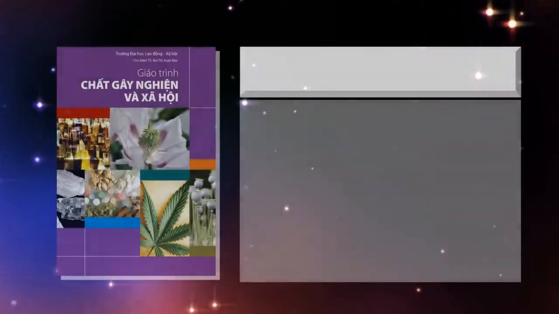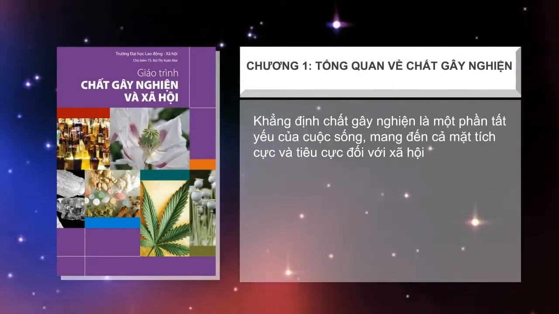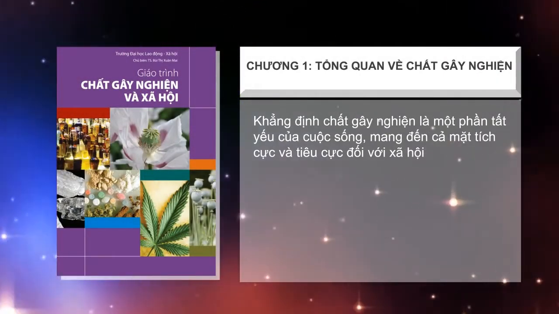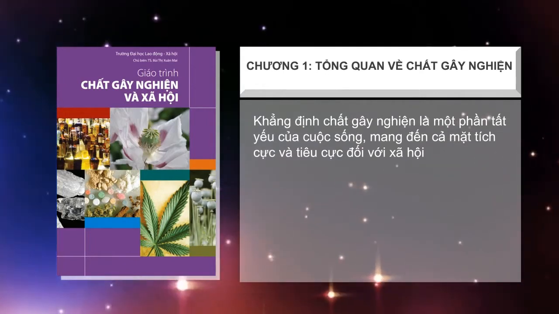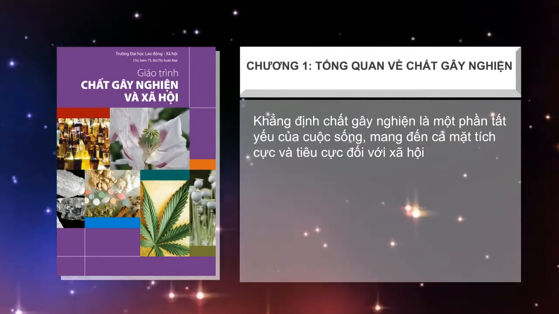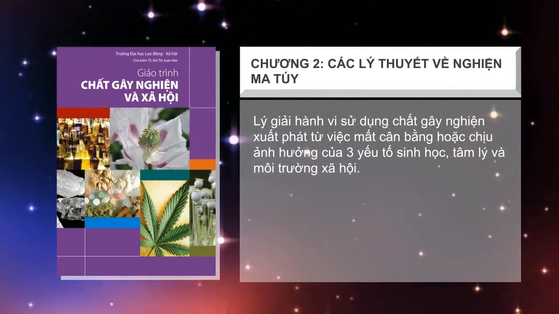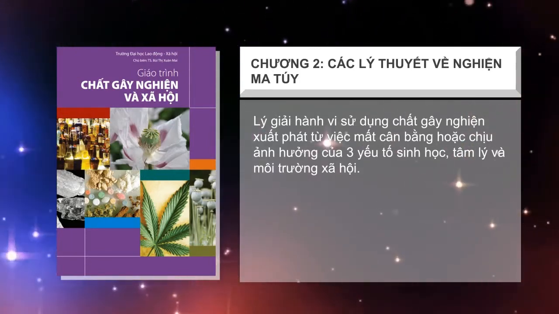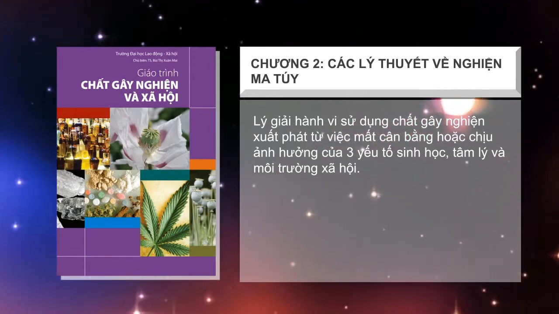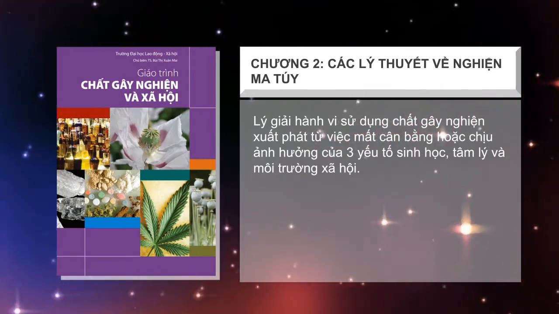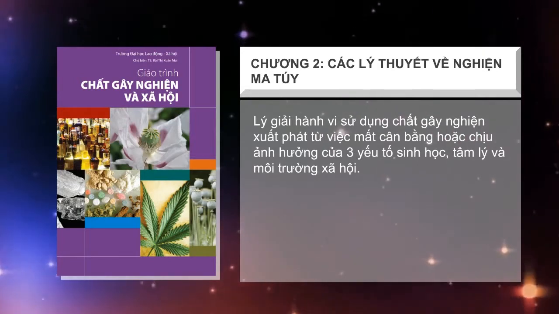Chapter 1 presents an overview of drugs and confirms that drugs are a part of society, leading to both positive and negative effects on society. Chapter 2 views humans as a combination of biological, psychological, and environmental factors. Scientists apply various theories to analyze addiction behaviors that stem from the imbalance of such factors.